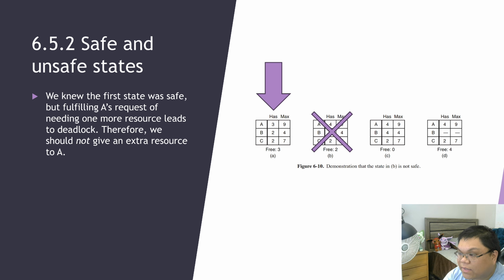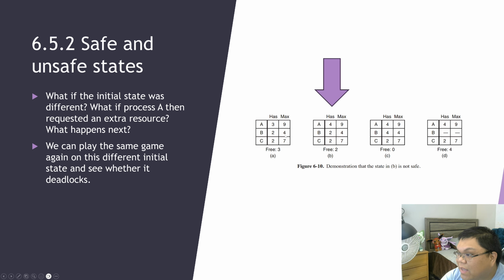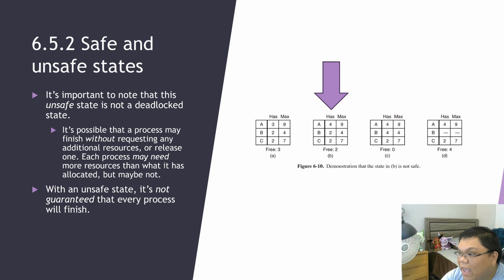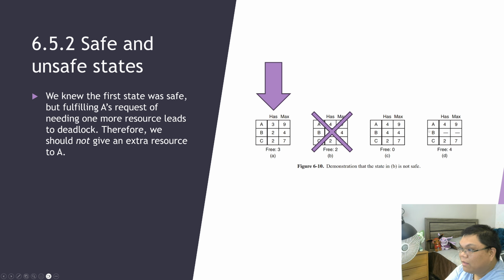We know this state was safe because we had found a sequence of steps in which every process was going to terminate. But if process A says, I need 1 more resource, and you determine that it's going to lead to deadlock, you deny that request.